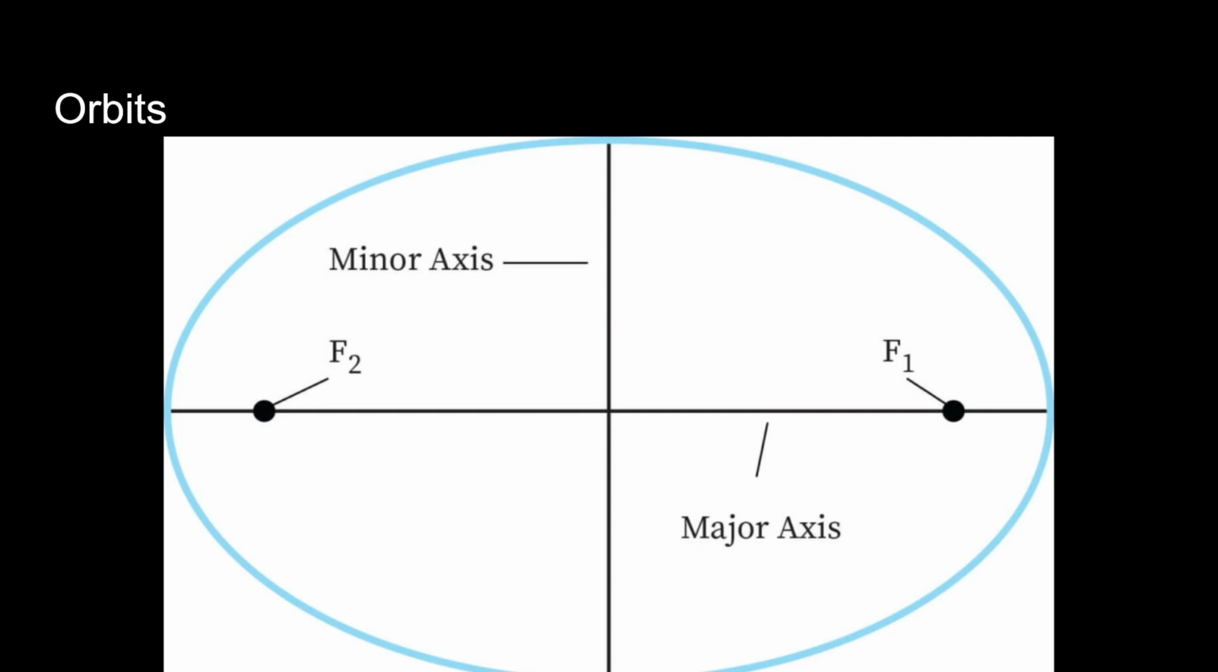You won't really see orbits this elliptical unless you're looking at comets or asteroids, because most of the planets are nearly perfectly circular. Mercury's orbit is a little more elliptical, but still very circular.